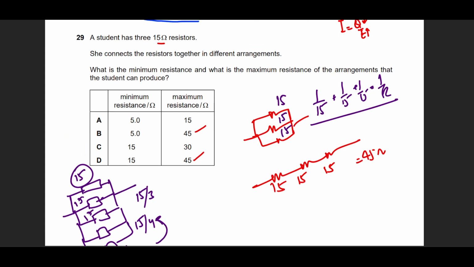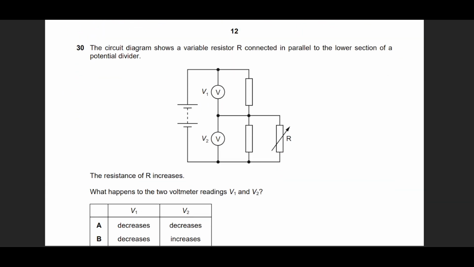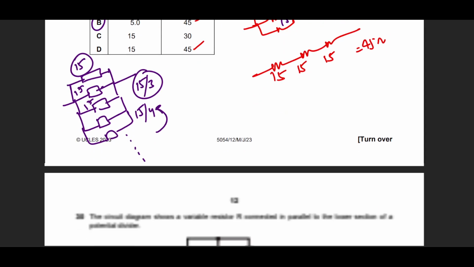So this is going to be 15 divided by 3, which becomes 5. So very straightforward. Question number 29 would be B. And you can use these techniques in P2 questions as well.